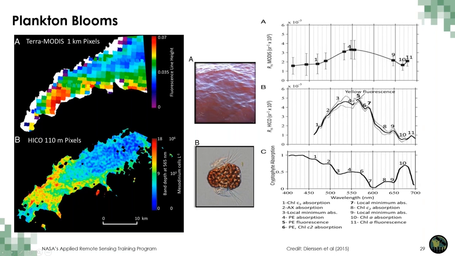Here's a yellow fluorescence peak. The bottom graph shows the pigment absorption features of this organism's pigments and includes chlorophylls and other pigments like alloxanthin and phycoerythrin. Here for reference is the AS and PE on the graph in the legend, respectively. And this is data from Heidi Dierssen et al. from 2015.